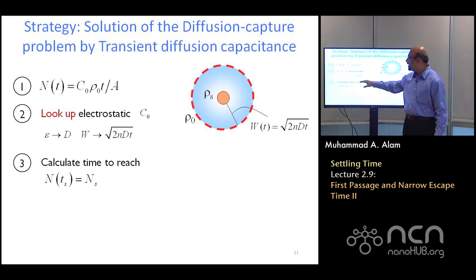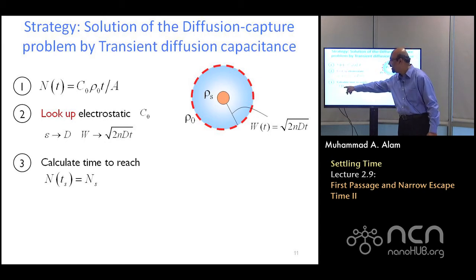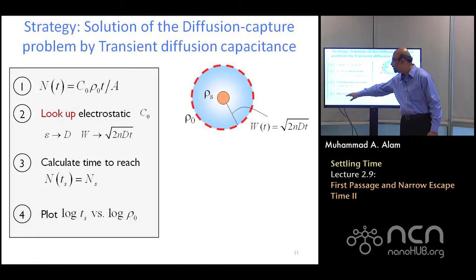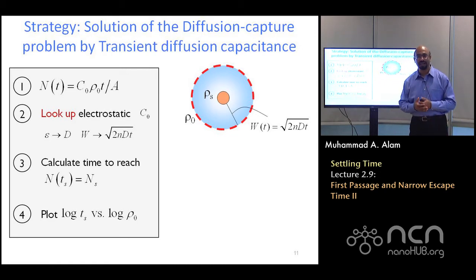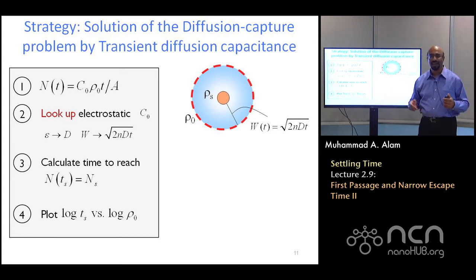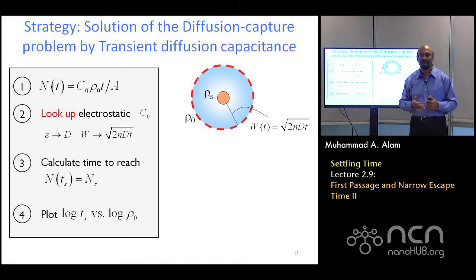The third step is that once you get the value for C0 and put it in, then you calculate the time taken to catch a certain number of molecules, and the time taken is Ts. That's the settling time. And once you have done that, you plot log of Ts, log of the settling time, because it will go orders of magnitude. It will go from, let's say, milliseconds to months. So log would be good, and log of the analyte density. And once you plot it, you'll be able to see whether this particular sensor technology is better than others or not.